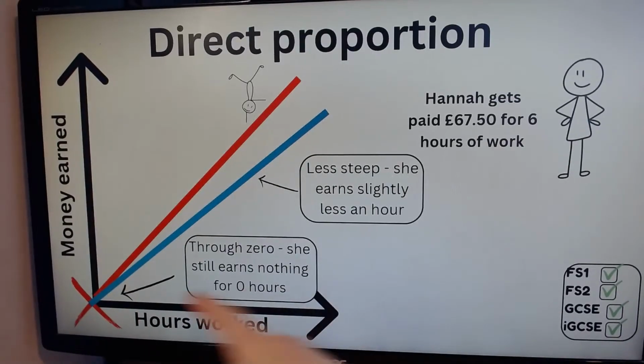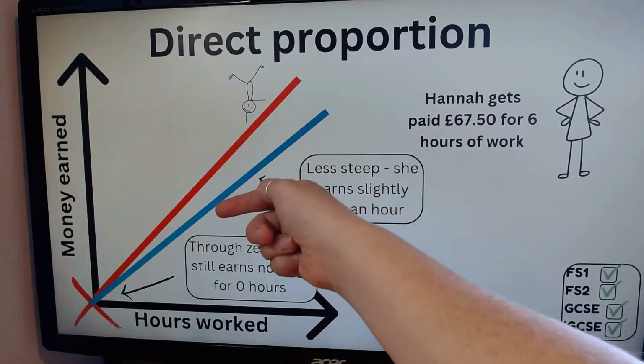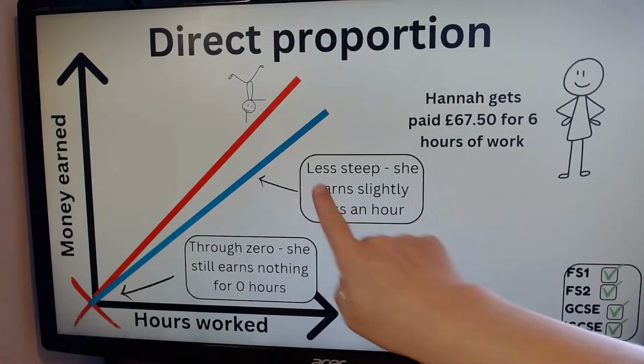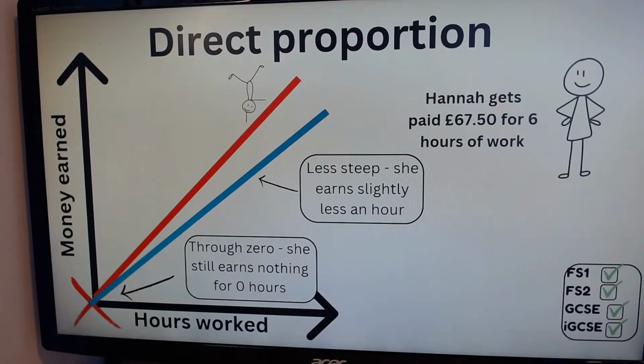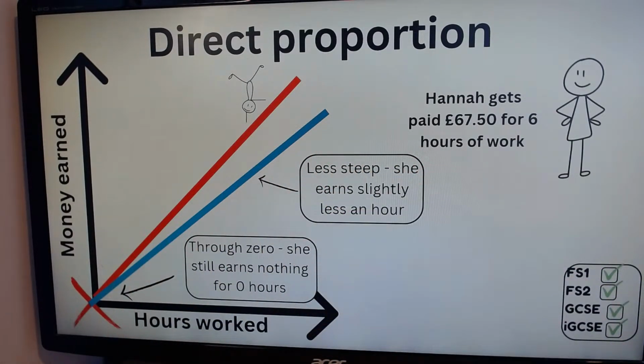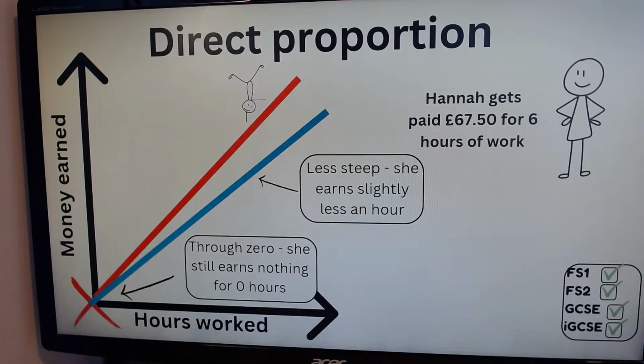Okay. Can you see this blue line? So it is below, isn't it? It's slightly below. Mathematically speaking, the words we're looking for is it's less steep, or its gradient is less. It's not going up as quickly. However, it still goes through the origin, 0, 0. She still earns no money if she works no hours. So at that point, they're the same, but they go off at slightly different angles to each other because she earns less per hour.